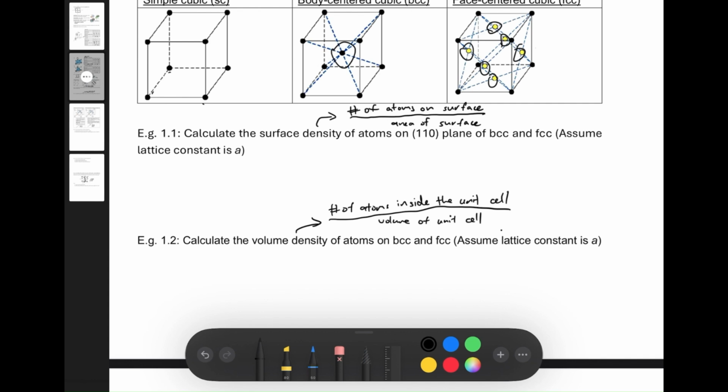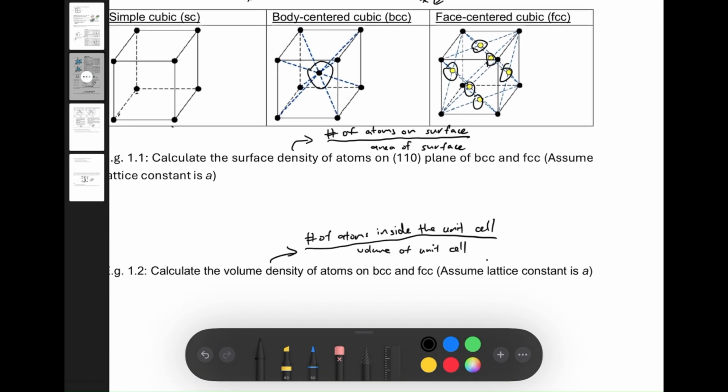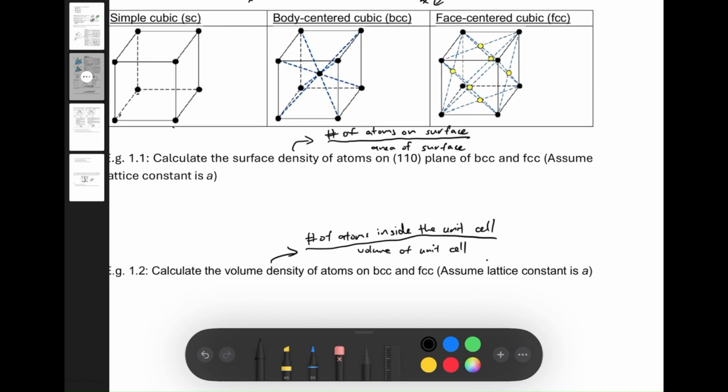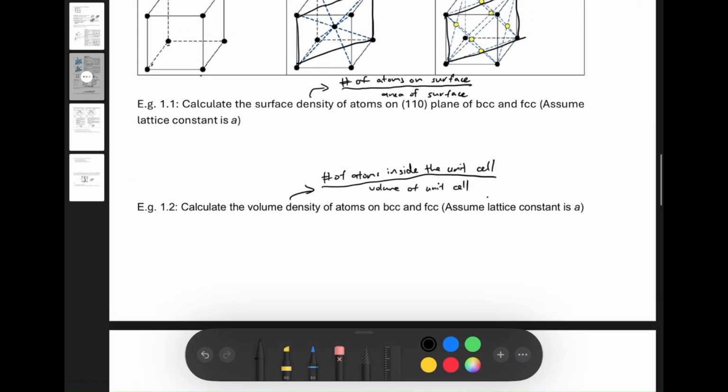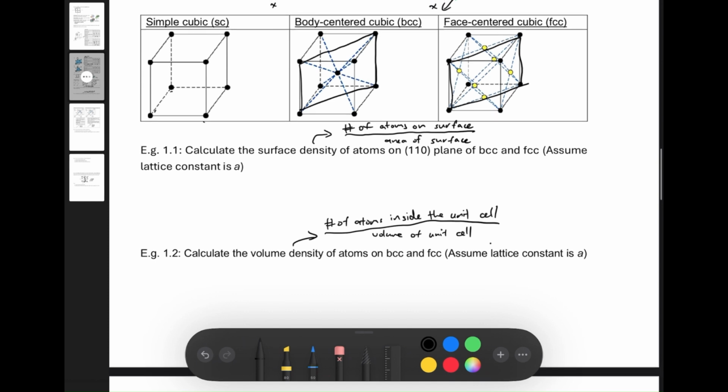Okay, so let's look at the surface density of atoms on the 110 plane of BCC and FCC. So first, what does the 110 look like? As we've seen in the previous section, the 110 plane is just this. So it's just these planes, right? And then, let's try to draw this plane in 2D. Let's first draw the BCC one.